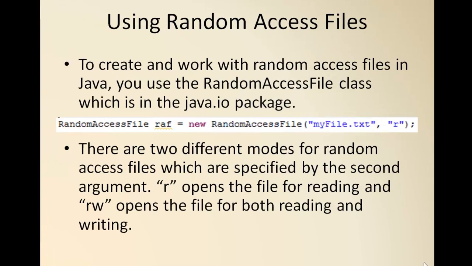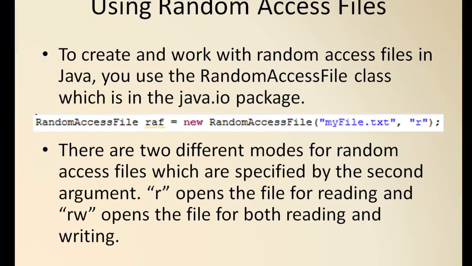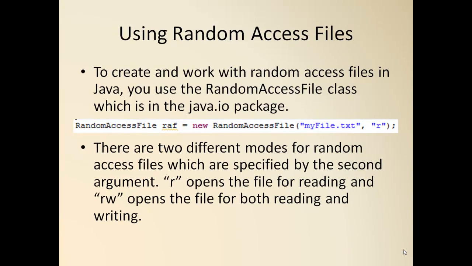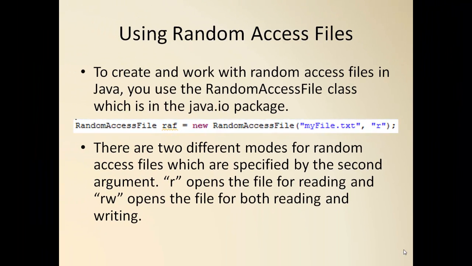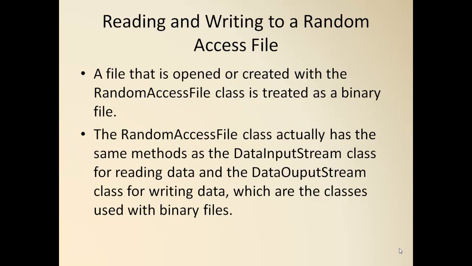which is located in the java.io package. There are two different modes for random access files, which are specified by the second argument. R opens up the file for reading, and RW opens up the file for both reading and writing. A file that is opened or created with the RandomAccessFile class is treated as a binary file. The RandomAccessFile class actually shares the same methods as the DataOutputStream class and the DataInputStream class, which we used in the object serialization and binary files videos to read and write data.